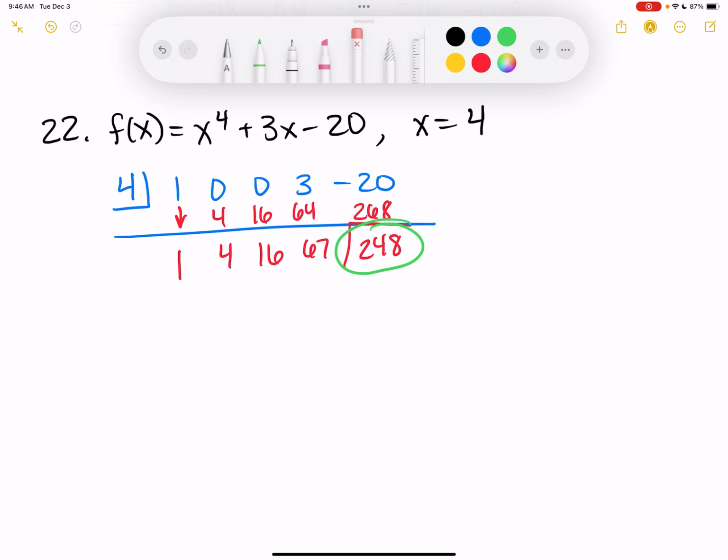All right, so we were missing the x cubed and the x squared terms. We had to put in zeros. So 1, 0, 0, 3, negative 20. Bring down the 1 times 4 is 4. Plus 0 is 4 times 4 is 16. Plus 0 is 16 times 4 is 64. Plus 3 is 67. Times 4 is 268. Minus 20 is 248.